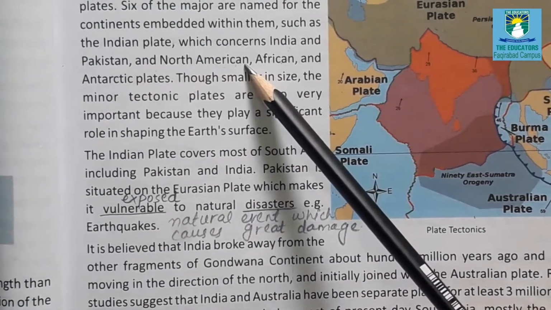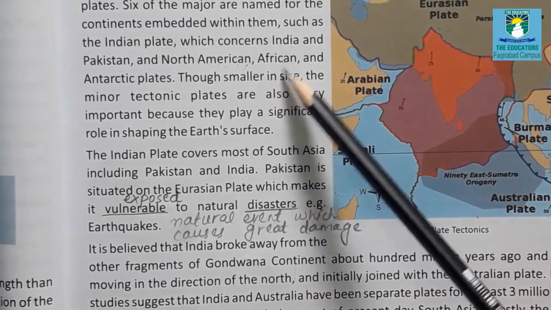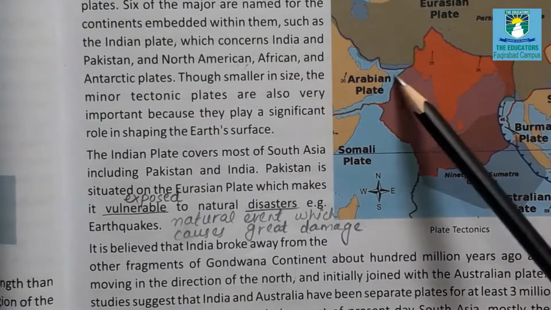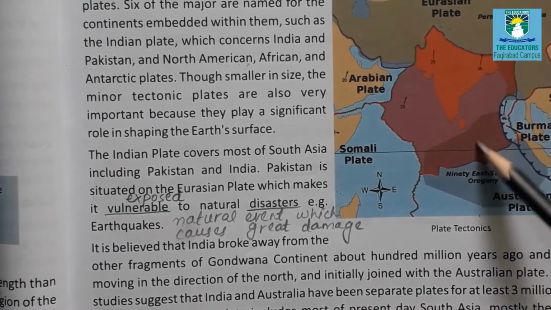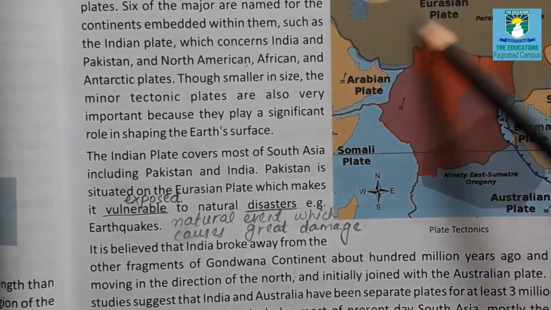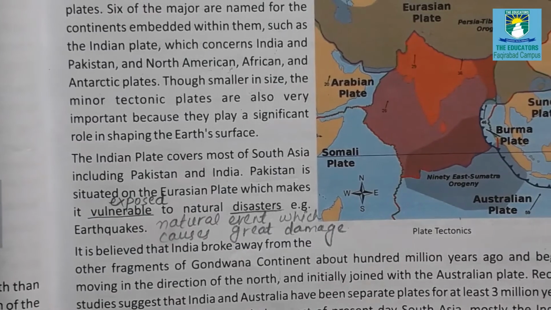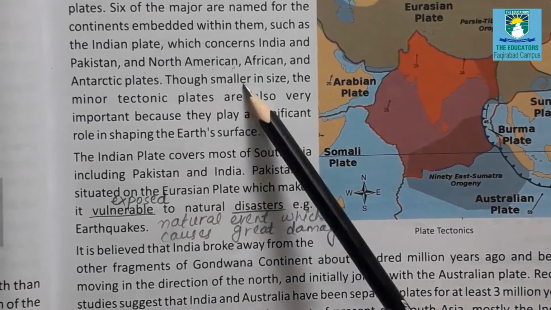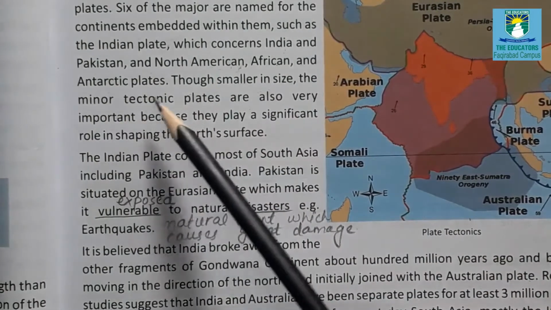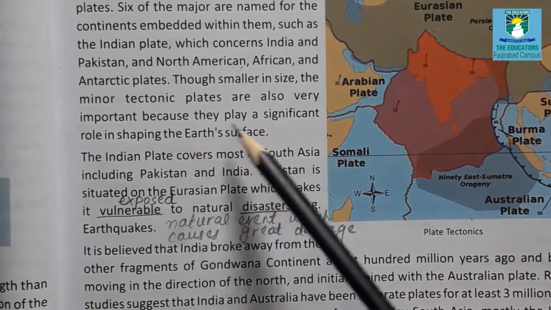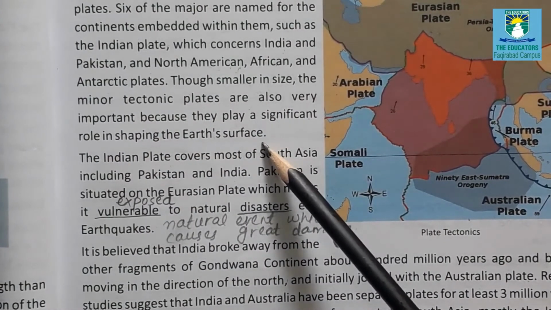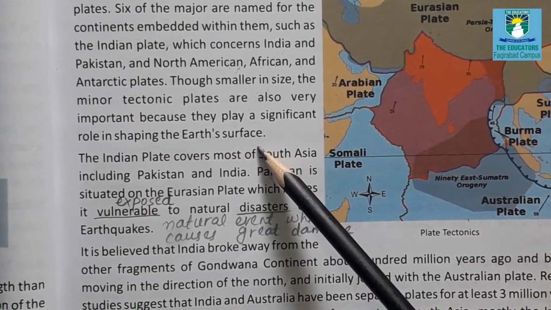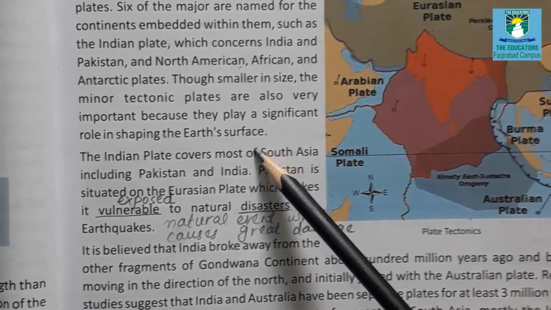The North American plate is present in America. African and Antarctic plates. For example, the Arabian plate is present in Arabia. Somali plate, Burma plate. These plates have been given names according to their continents. But the minor plates, which are smaller in size, are also very important because they play a significant role in shaping the Earth's surface. As they are minor, they are less important, but they also give a proper shape to the Earth.